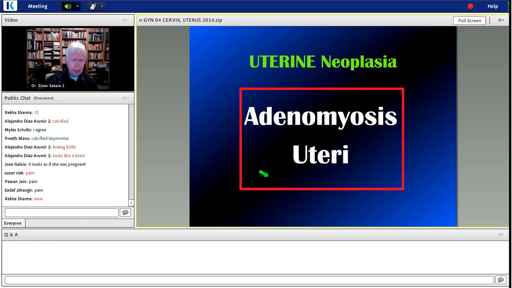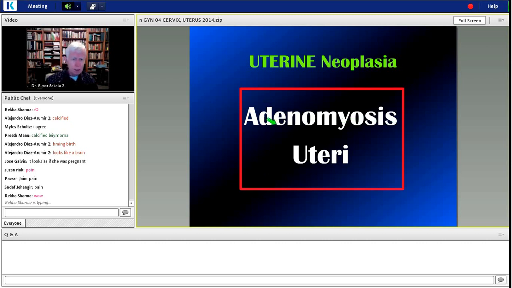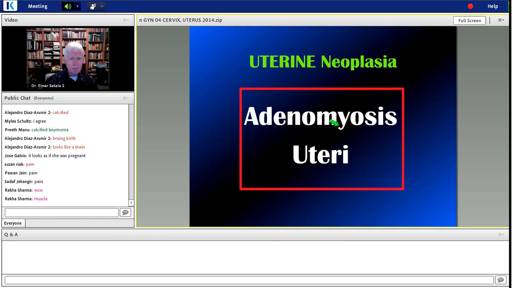Okay, let's look at adenomyosis. We have an enlarged uterus, pregnancy. We have an enlarged uterus, leiomyoma. The third reason could be an enlarged uterus because of adenomyosis. Adeno is glands. Myo is in the muscle. So these are glands in the muscle of the uterus. And it is endometrial glands and stroma in the muscle of the uterus.